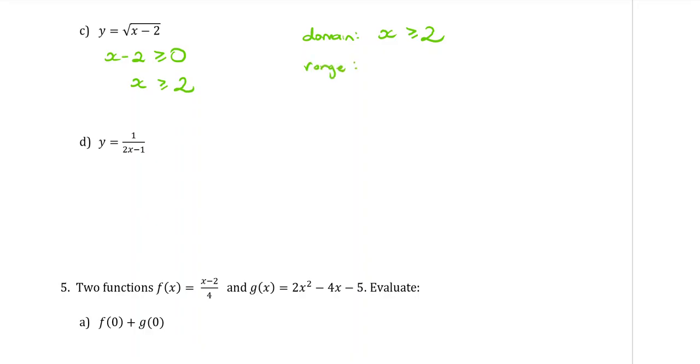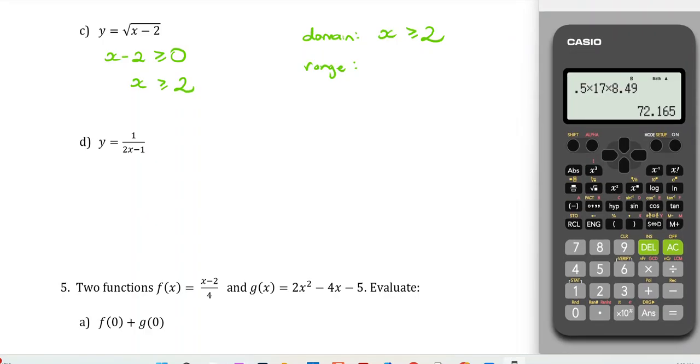If 2 is the smallest value that I could ever put into that square root, if I put 2 in there, I would get 2 take away 2, which is 0. So let's use our calculator for this as a little bit of a demonstration. Square root of 2 take away 2, and the smallest y value that I have there is 0. And x is going to be getting bigger from there.